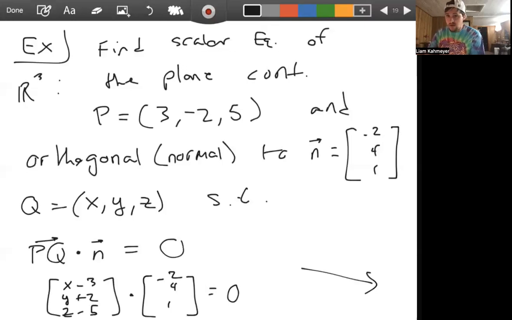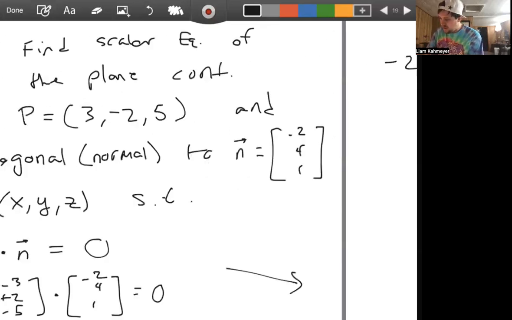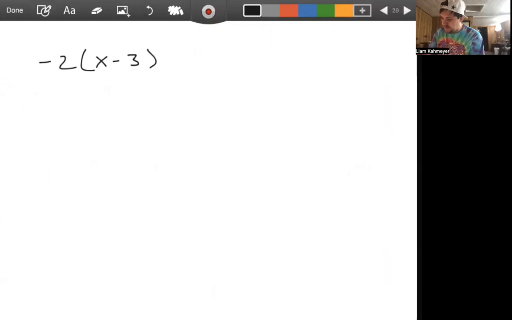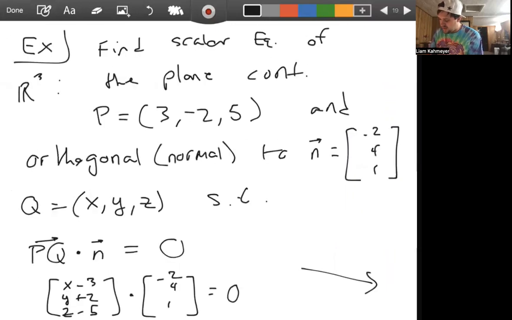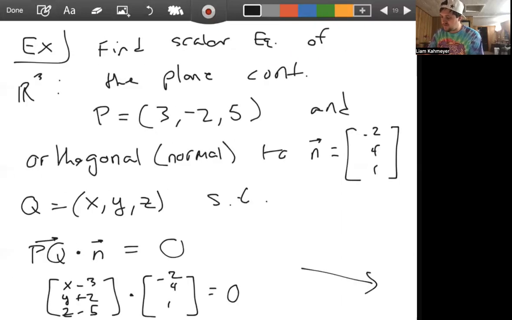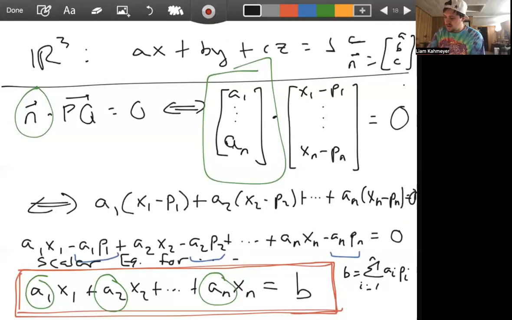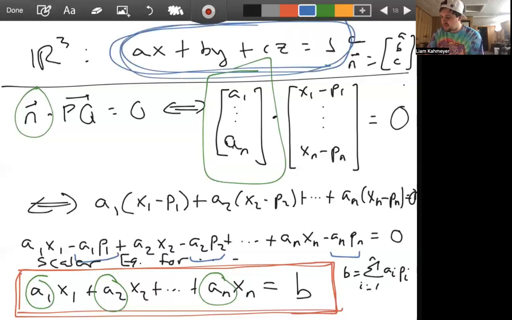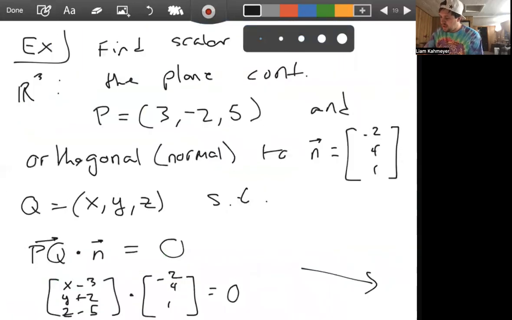This means the scalar equation for the plane is -2 times (x minus 3) plus 4 times (y plus 2), and then 1 times (z minus 5). And this is necessarily equal to 0. And now by convention, we just put it in the standard form here.